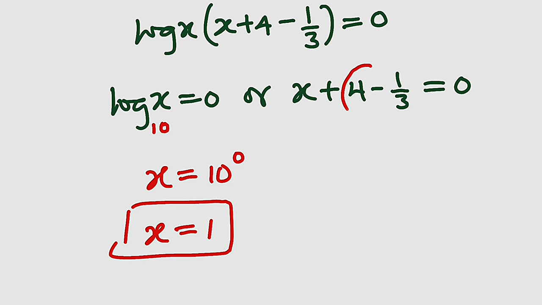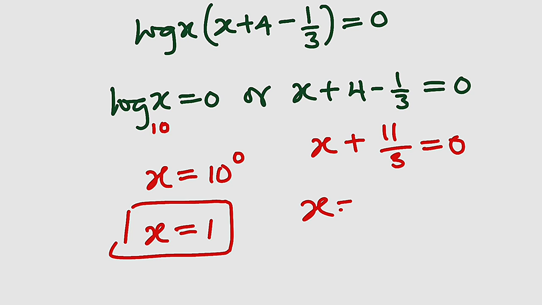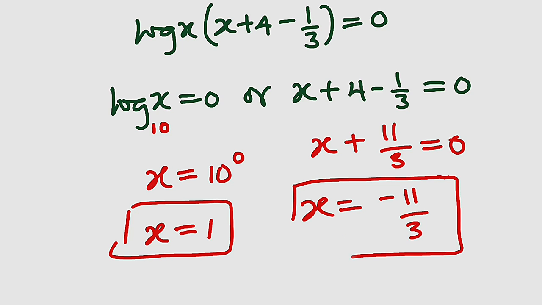But first of all, let me simplify this. You take 3 here, you multiply by 4, you have 12, you minus 1, you have 11. So this is the same thing as x plus 11 divided by 3 equal to 0. And if you take 11 divided by 3 to the other side, you have x equal to negative 11 divided by 3. And this is the second solution.